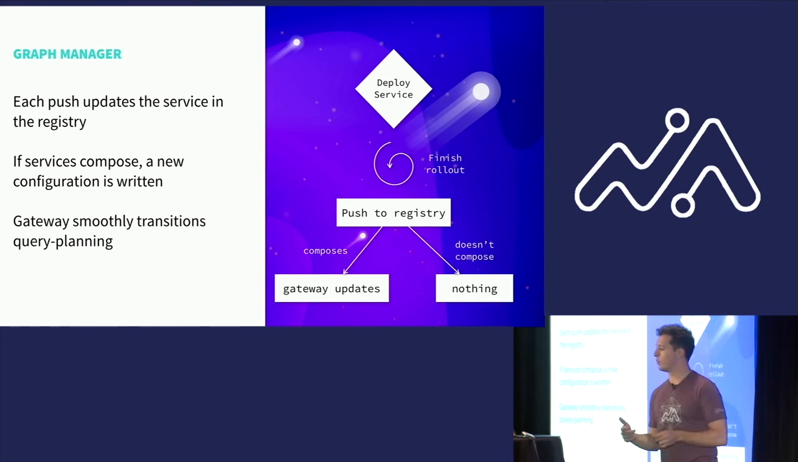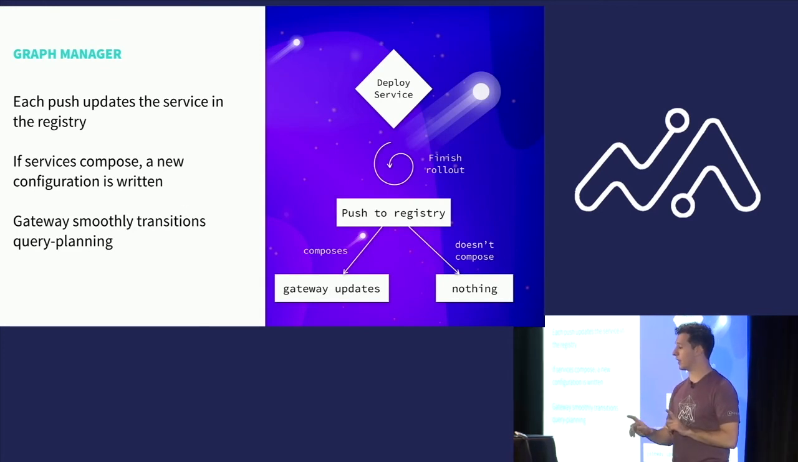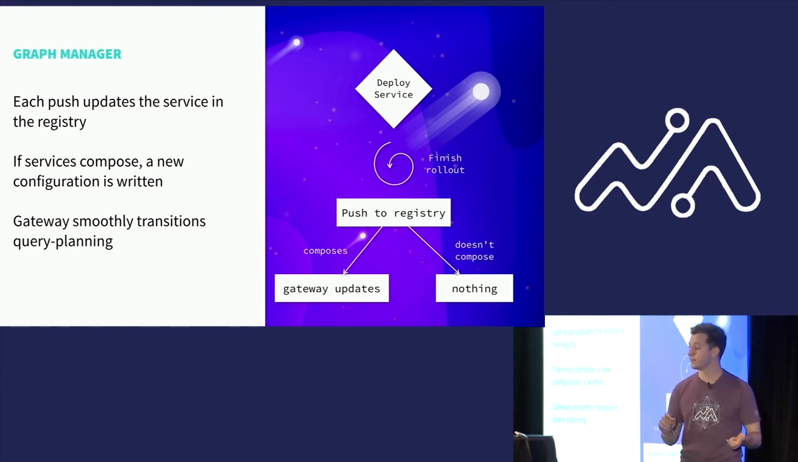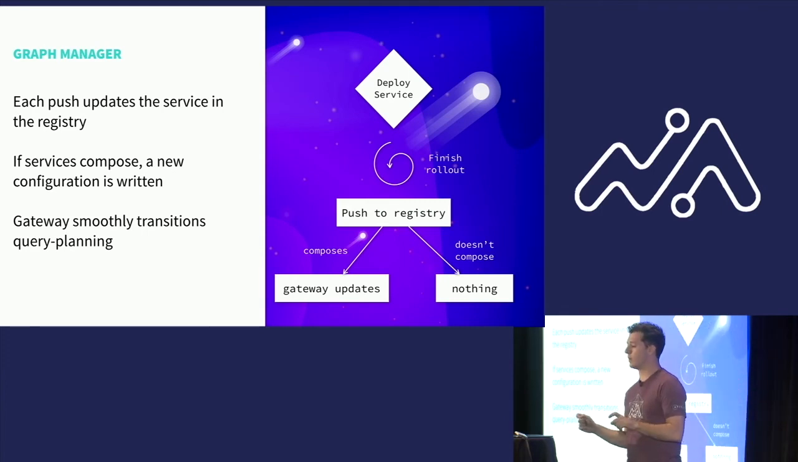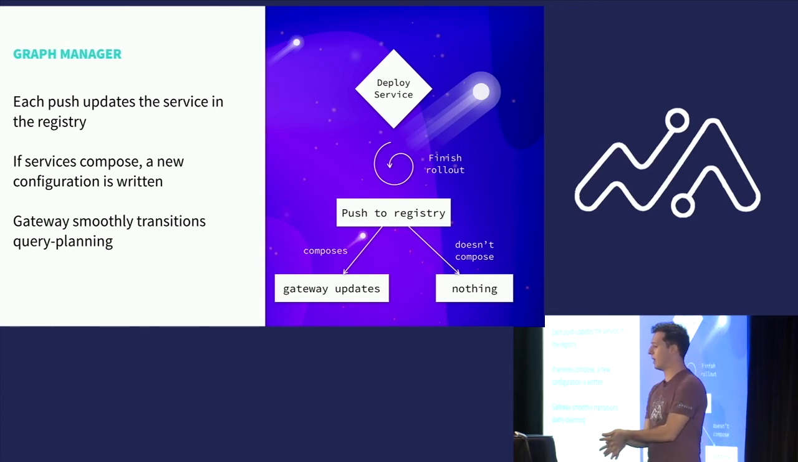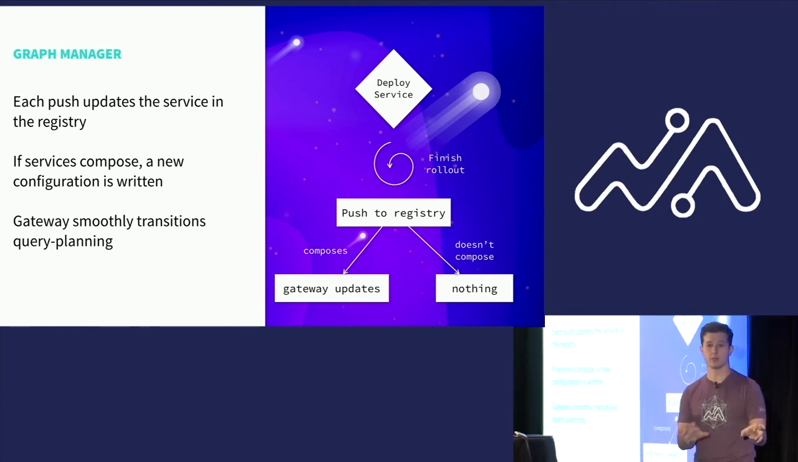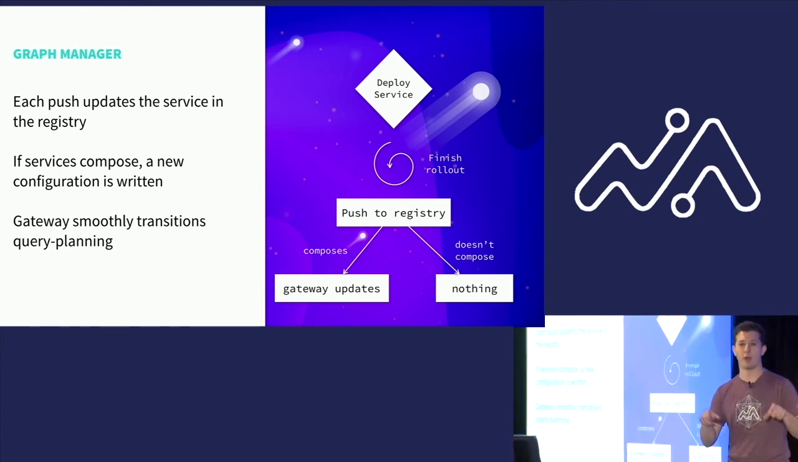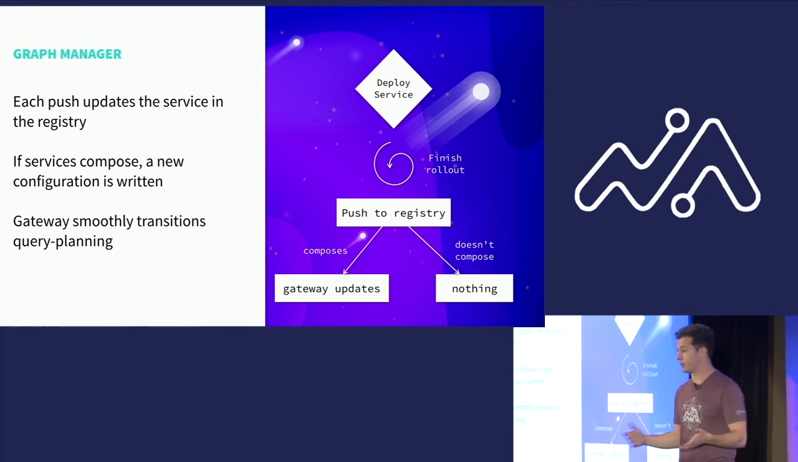And every time that we pushed into the registry, we also wanted to have safety as part of our own graph manager. And the way that we did this was specifically that if you were to push a change, only composed changes would make their way to updating the gateway's dynamic config. This allowed us to work on services in isolation that might be making simultaneous changes that are incompatible without having that propagate to 500s for all of our users.